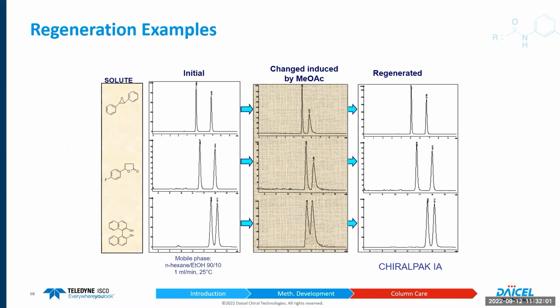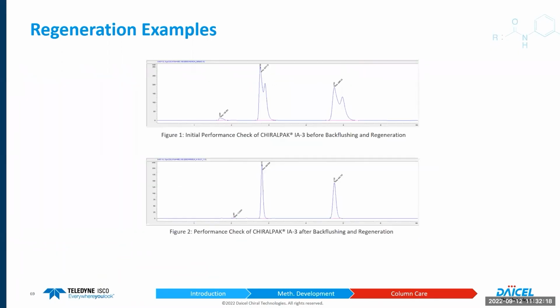So here you've got 3 examples separating under normal phase conditions at initial. After a while, the effects of methyl acetate on the selectivity, and then after regeneration, restoring the performance to what it initially looked like. Not only for loss of separation, but also for peak splitting. Regeneration can work well if you catch it early enough, backflush the column, and then regenerate it. Here is an example of IA before and after. Obviously, the column afterwards looks nice compared to what it did previously, before we did the procedure on it.